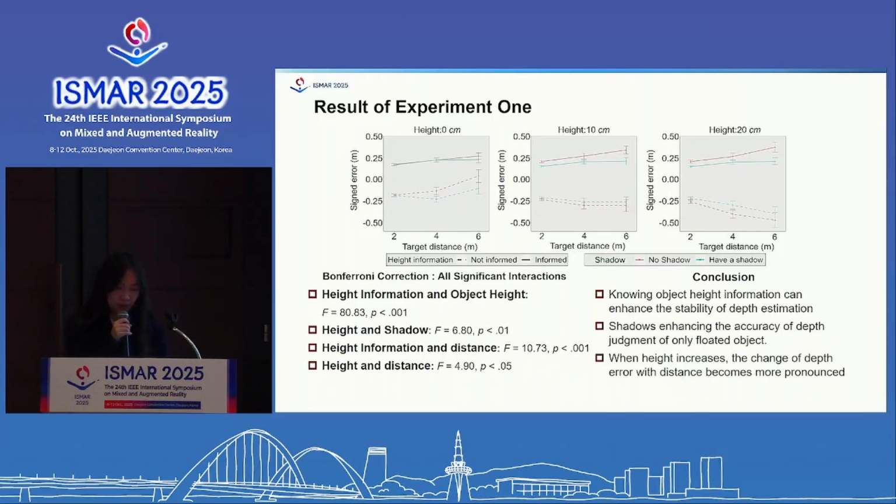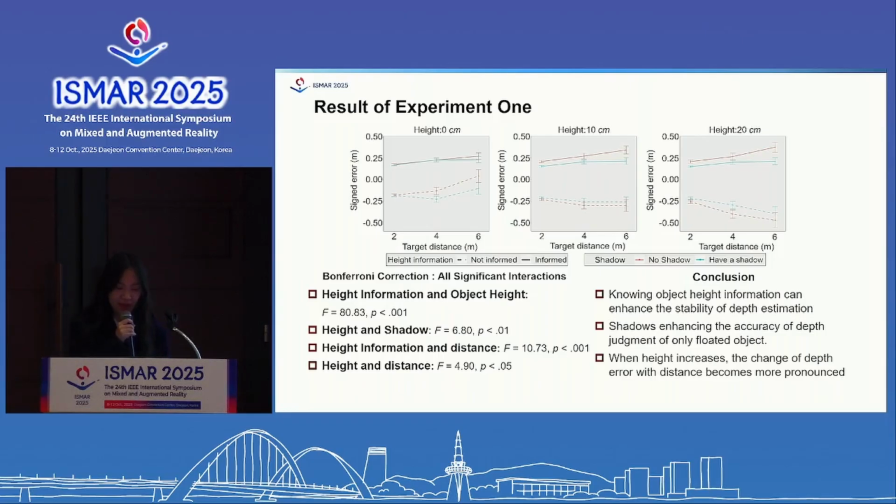After that, we used Bonferroni correction to test the interaction between different factors. All of the following 4 pairs have significant interactions. First, let's see the height information and the object height. We can see from these 3 figures, with the height information, the signed error stays stable at all the height levels. But without the height information, the signed error will increase as the height rises. This means that knowing object height information can enhance the stability of depth estimation.